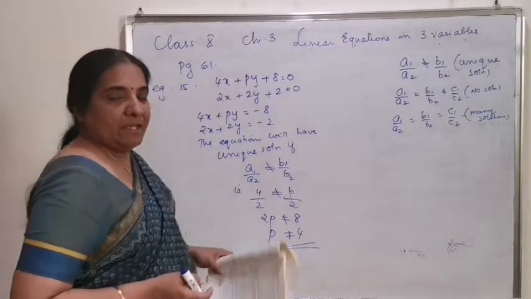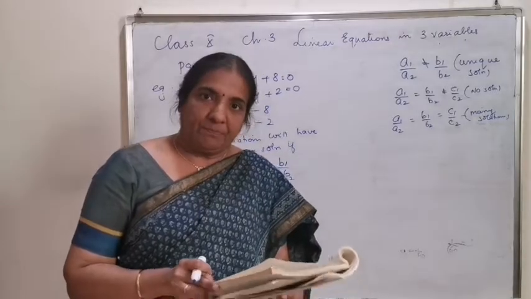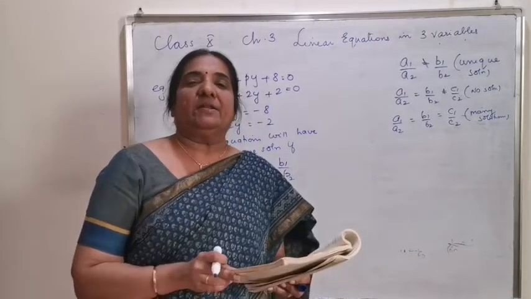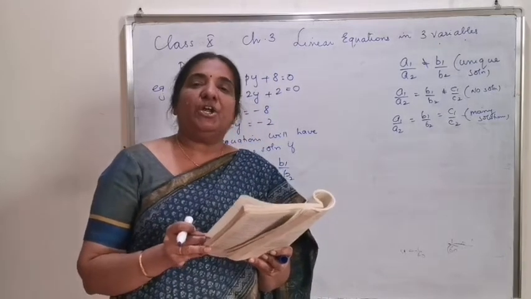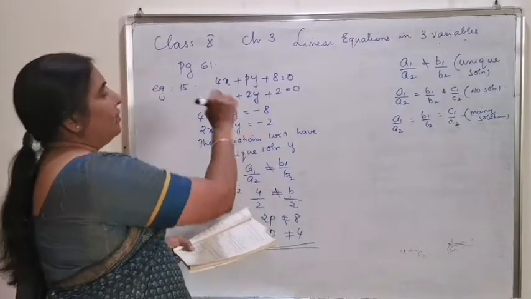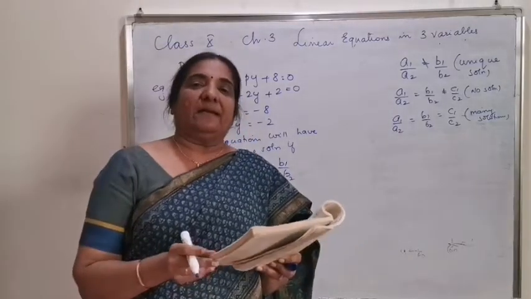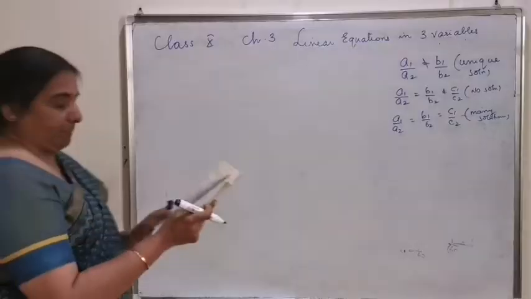That is, except the value of p equal to 4. If p takes any other value, it will be a unique solution, but p should not take the value of 4. If p takes the value of 4, it will become a parallel line. The lines will be parallel and there won't be any solution.